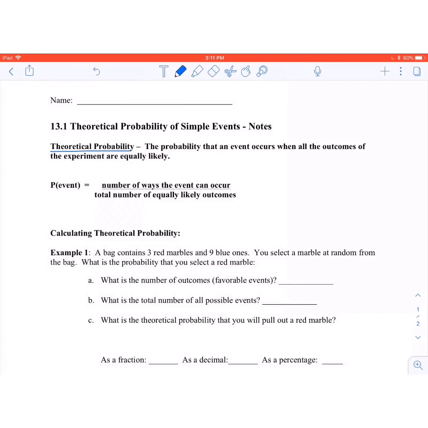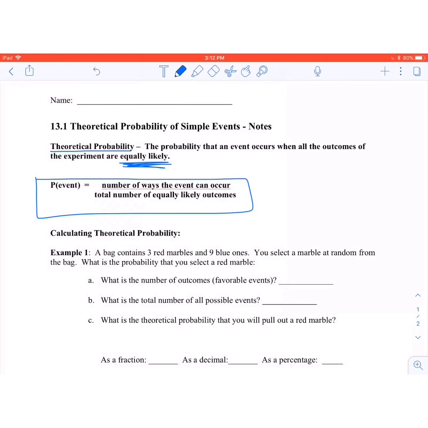The probability that an event occurs when all the outcomes of the experiment are equally likely. What's important about theoretical probability is that we're assuming that all events will have equal chance. So for example, the chance of winning a game and chance of losing a game may have the same possibility, whereas sometimes that may not be the case in real life.